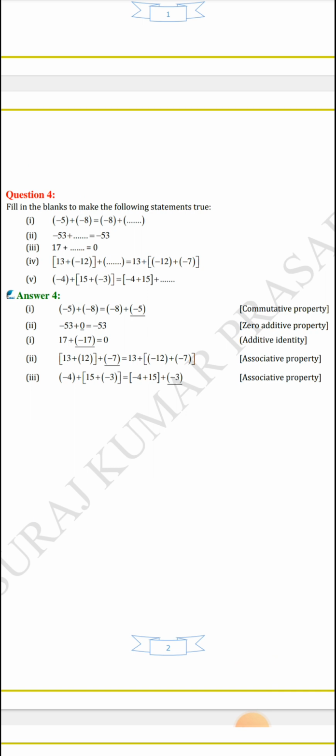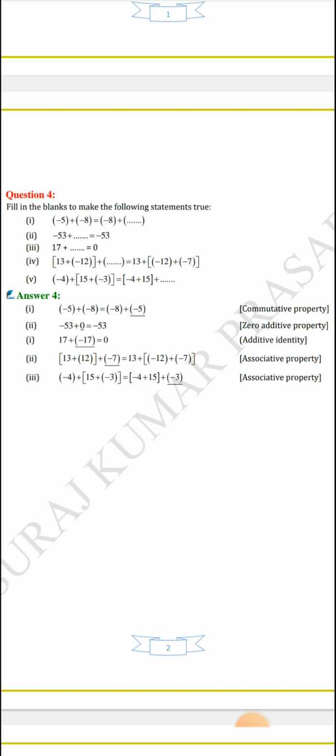First statement is minus 5 plus minus 8 is equal to minus 8 plus blank. In this blank, we must fill minus 5, as minus 5 plus minus 8 is equal to minus 8 plus minus 5. It is a commutative property, a plus b is equal to b plus a. Second one, minus 53 plus blank is equal to minus 53. As we know, if we add 0 to any integer, we get the same integer as the answer. So here 0 is possible, the additive property.